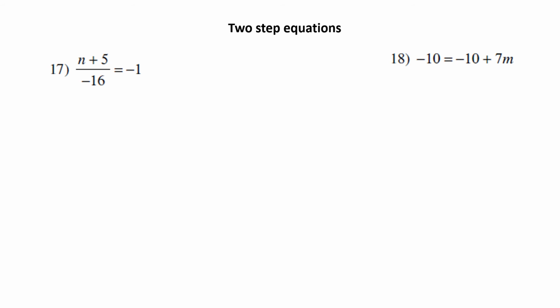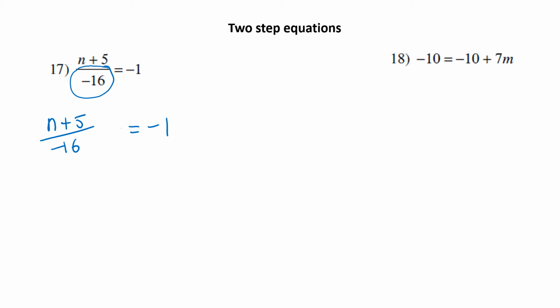Let's look at this one. In this question, I've got the n plus 5 and then the divide by minus 16. So first I'm going to get rid of that, because that's the part I can get rid of before I look at the n plus 5 stuff. So my inverse operation to that is going to be multiplied by 16, so positive 16. So let's write this out. n plus 5 over minus 16 equals minus 1.